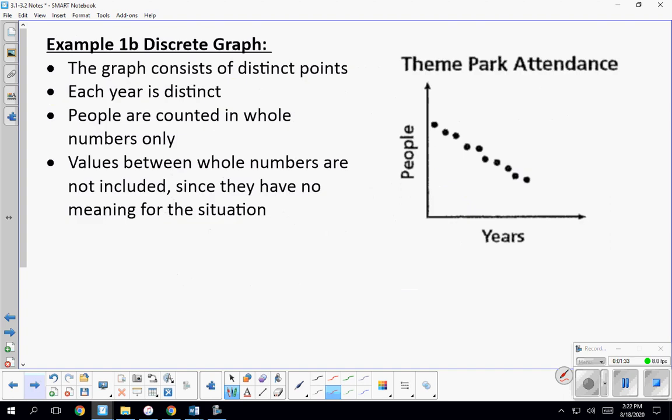So here's an example of a discrete graph. It's just a graph of dots. Here they're just collecting attendance per year. They're not looking in the middle of 1 year. So like if this is year 1 and year 2, they don't care about any points that would lie between because they're only looking at each distinct year. Also, people are counted in whole numbers only. So we're not going to look at values that are in between here that may be decimals.